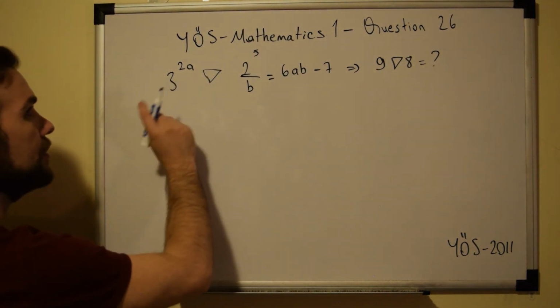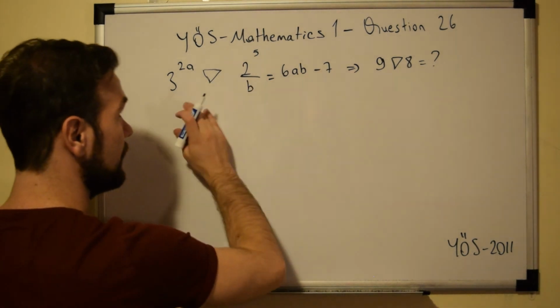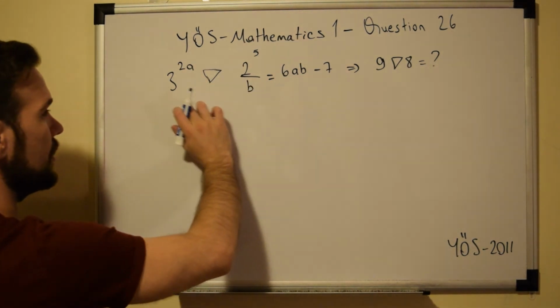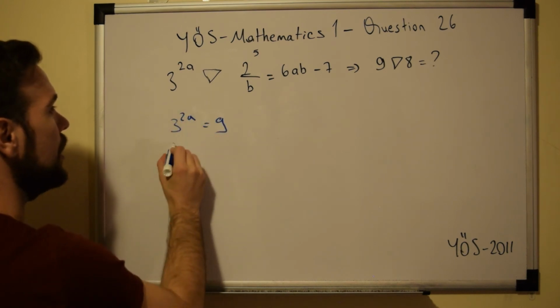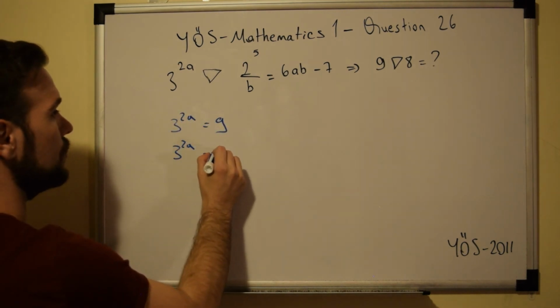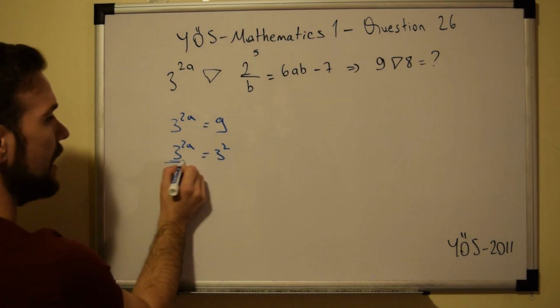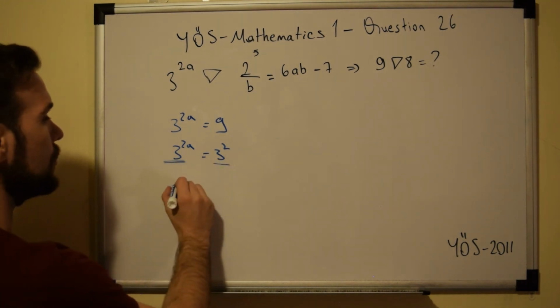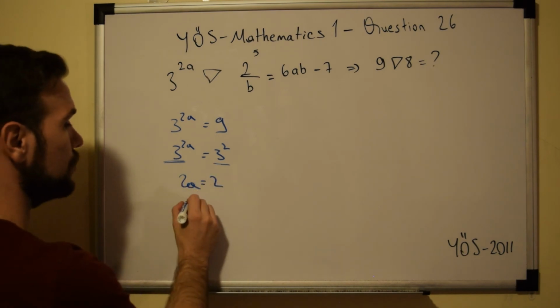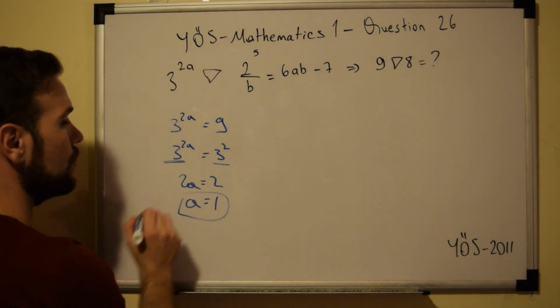So let's try to equalize the first elements of this formula. We have 3 to the power of 2a, which is equal to 9. So 3 to the power of 2a is equal to 3 to the power of 2. We have the same base and the equal sign, so we can equalize the exponents. So we have 2a equal to 2, so the value of a is equal to 1.